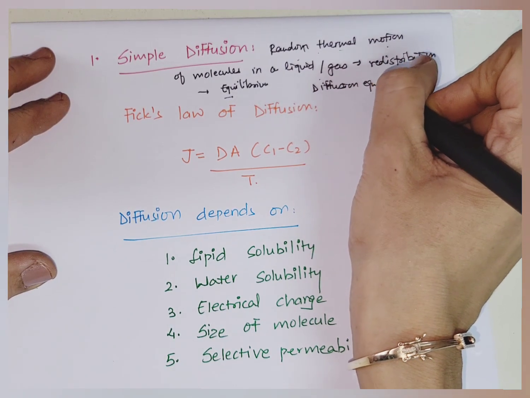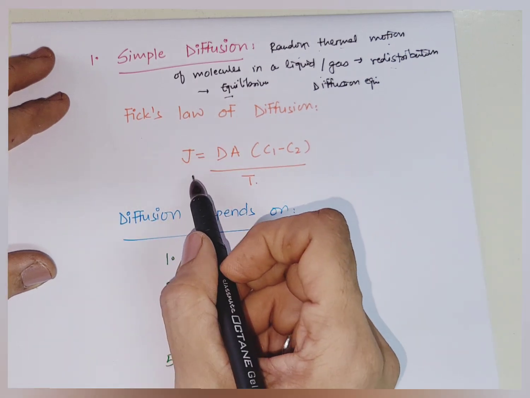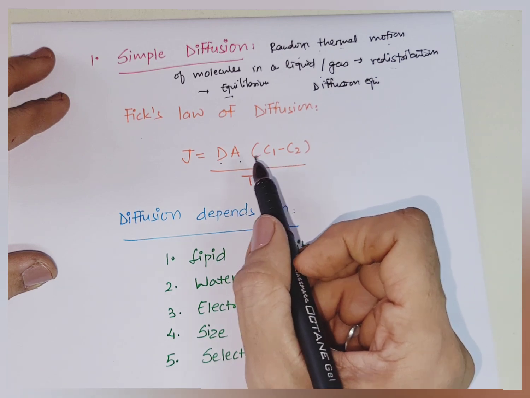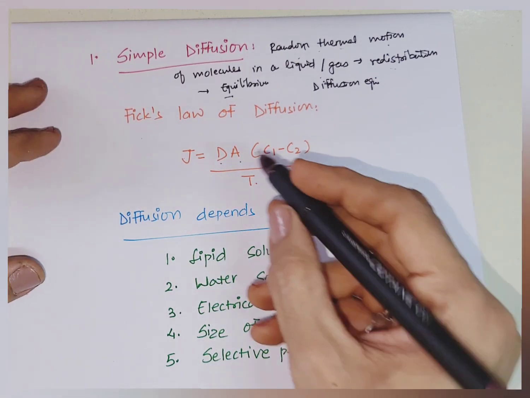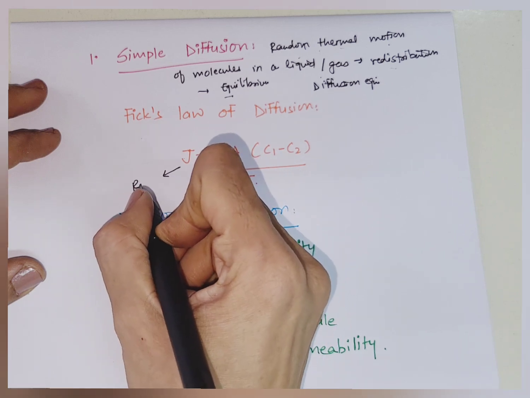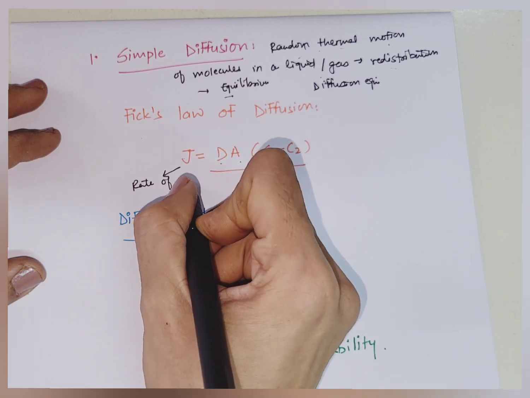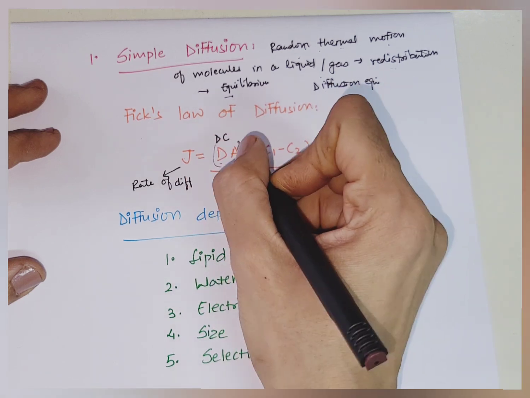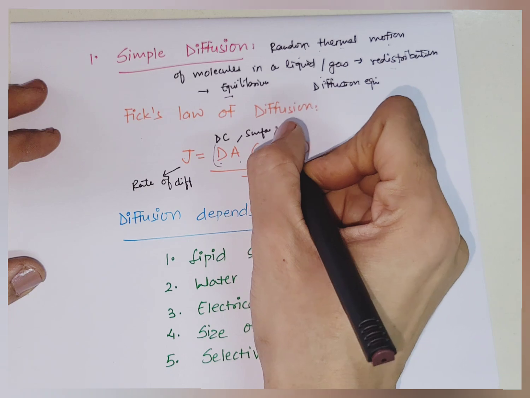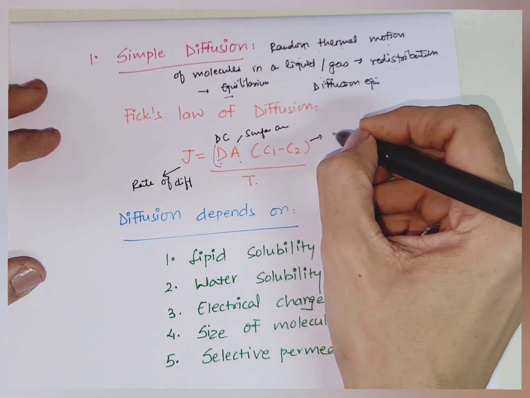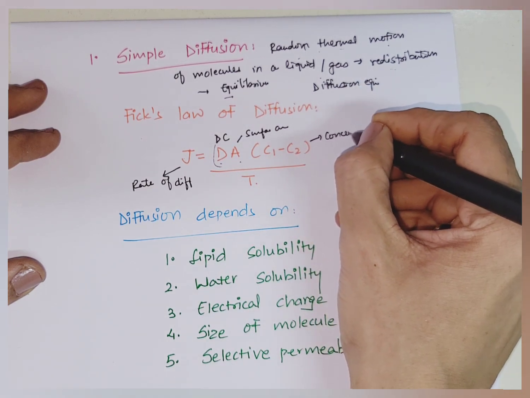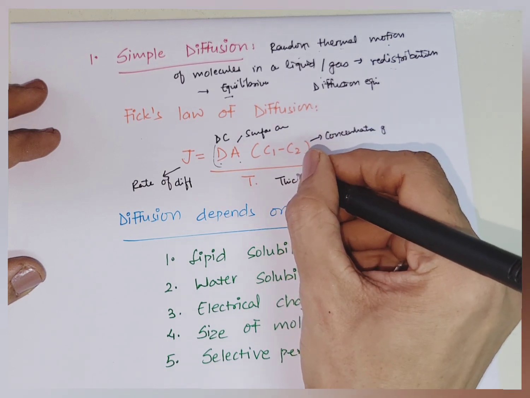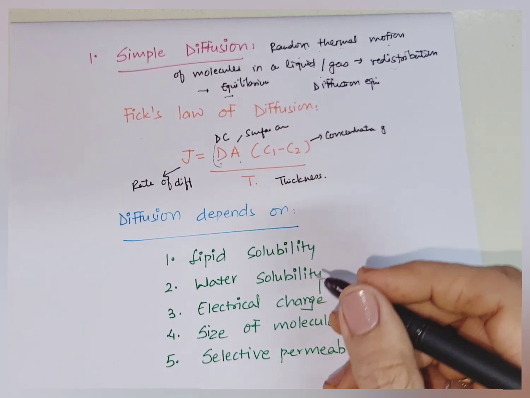There is a fixed law of diffusion, Fick's law, that denotes J = DA(C1 − C2)/T. Here J is the rate of diffusion, D is the diffusion coefficient, a constant, A is the surface area or cross-sectional area, C1 − C2 is the concentration gradient, and T is the thickness of the membrane. So these are the factors that affect diffusion.